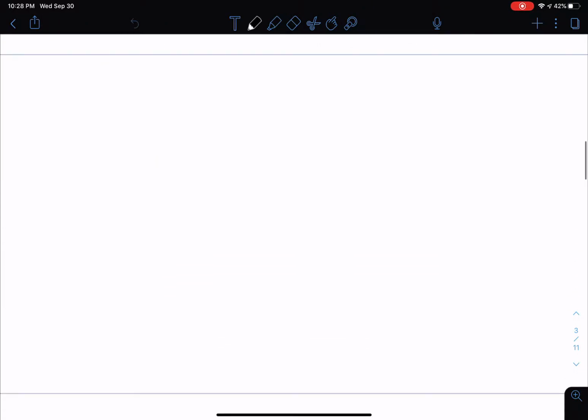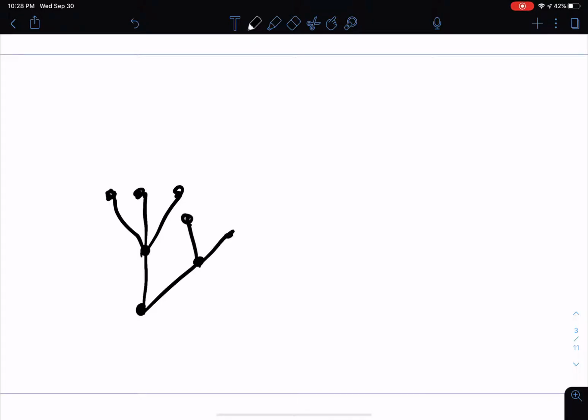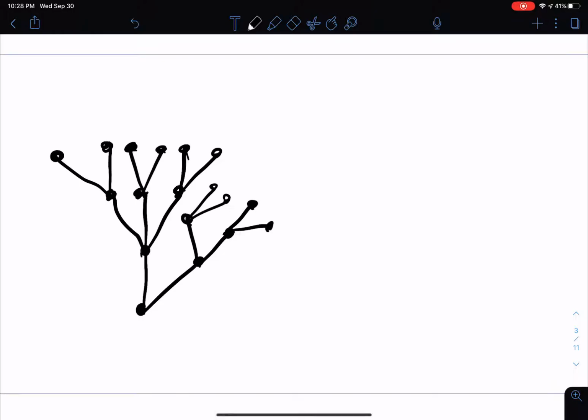Okay, so let me sketch out a few trees and point out some things about trees. So I mentioned family tree. If you think about how family trees are made, you might have all these different branches, and then each node is a person. But if you think about the format of them, they can have some interesting looks to them.